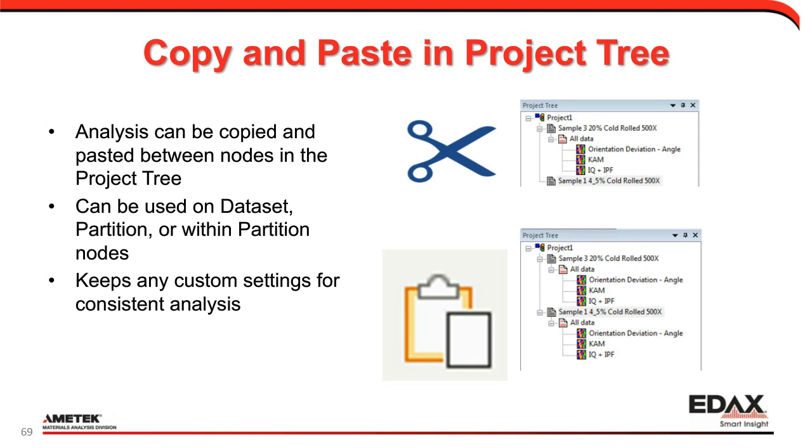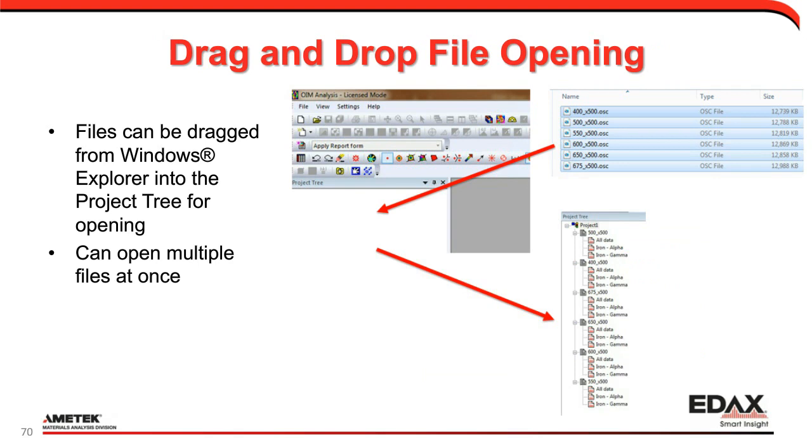And this is another thing here. You can just drag and drop files from, say, Windows Explorer into the project tree, and it'll open the files, multiple files all at once. So it's a quick way of doing things. Rather than having to go file, new data set, you can just drag it into the project tree and it will open. It can also work with double-clicking the data set just in the Explorer with a single data set. So it's a quick way to get started.